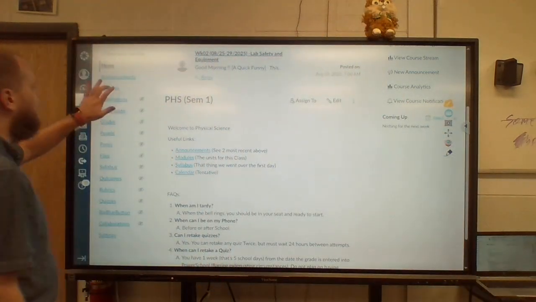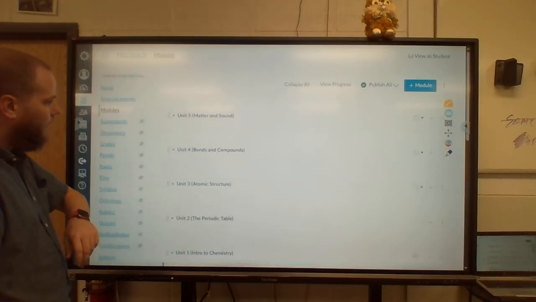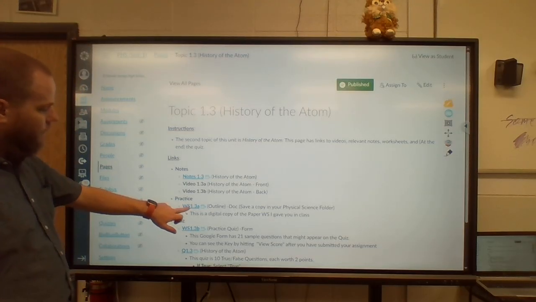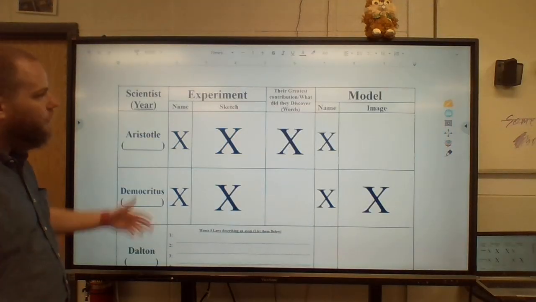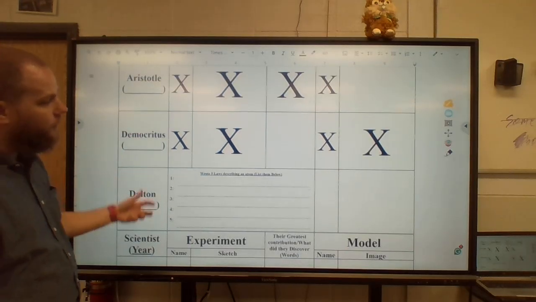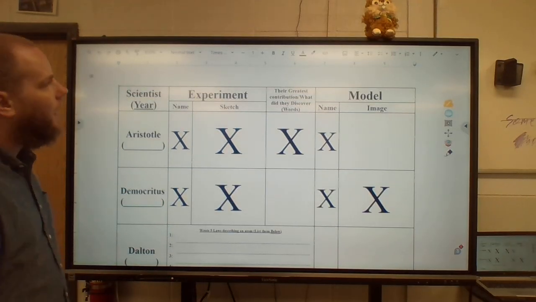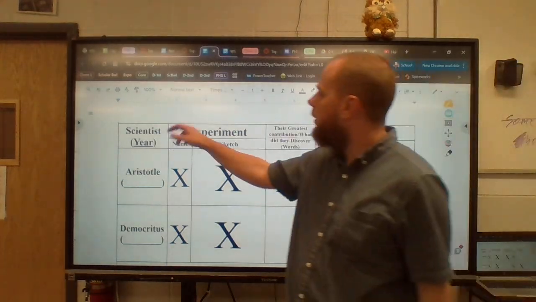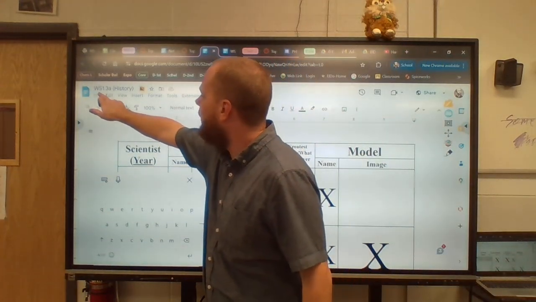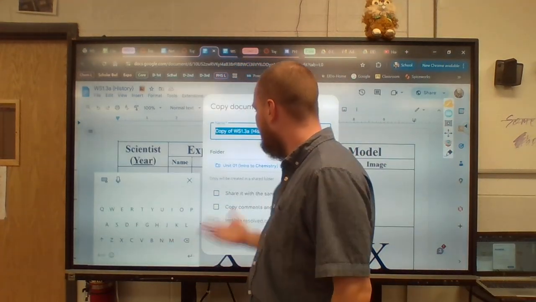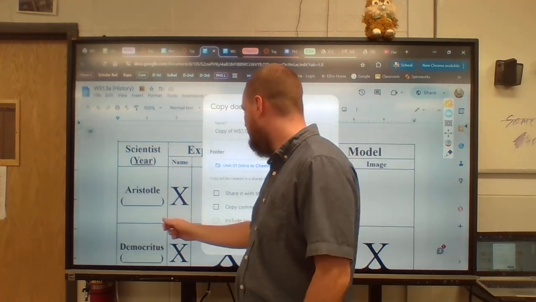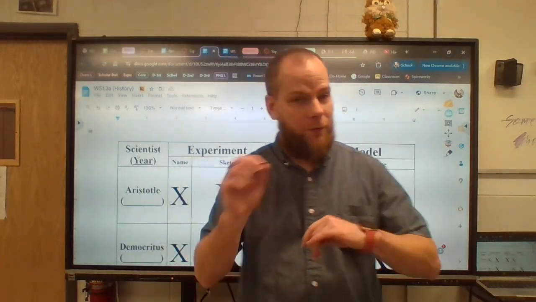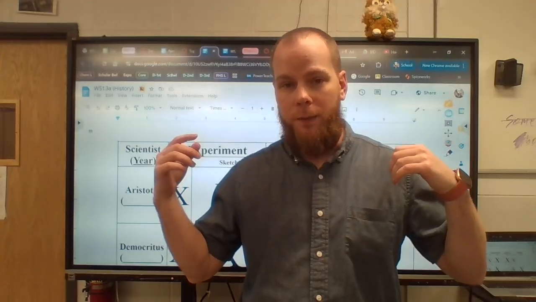So if you go into Modules, and then Topic 1.3, and it is Worksheet 1.3a. So this is the worksheet. You can print this out, or you can come up and make a copy of it. Hang on, I've got the screen on. You can come up here, hit make a copy, and save that in your physical science folder. That way you'll have a copy of it that you can edit online, and then you don't have to write everything.